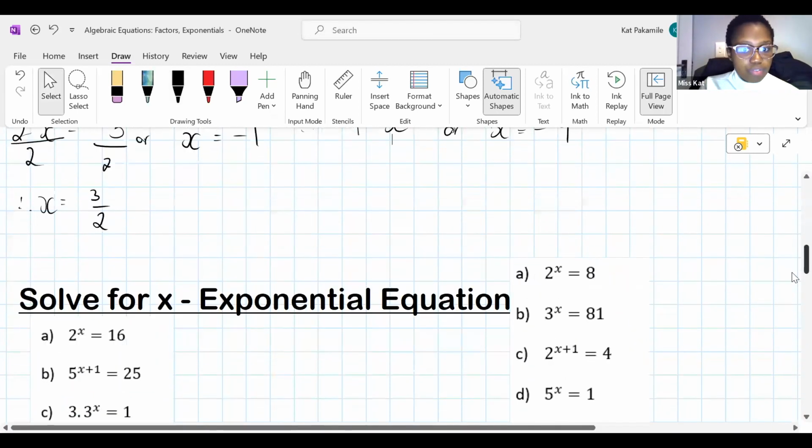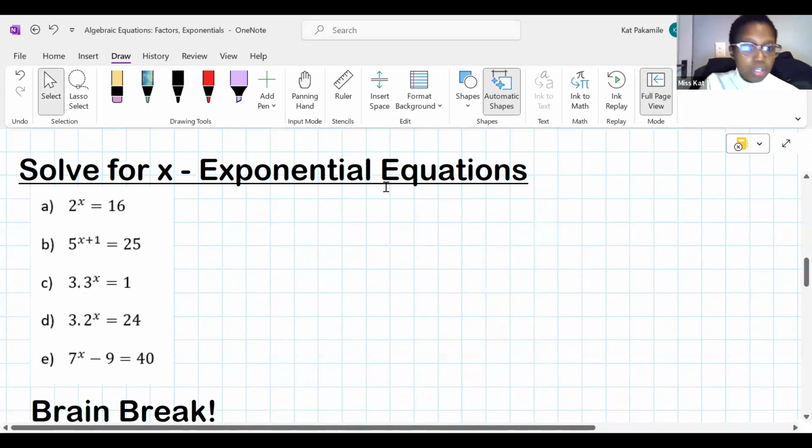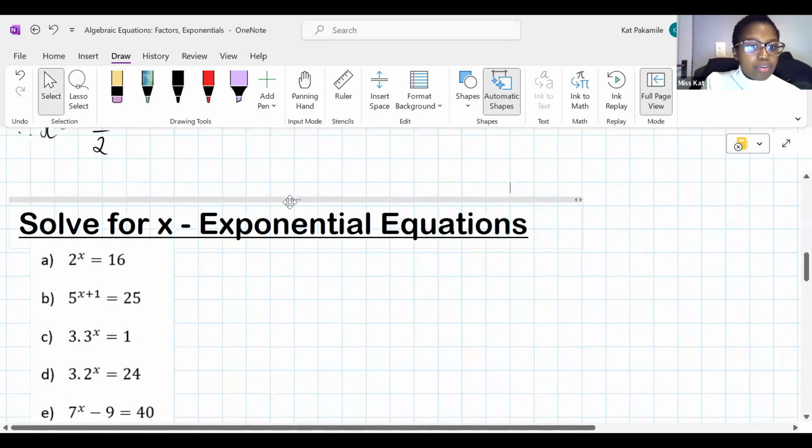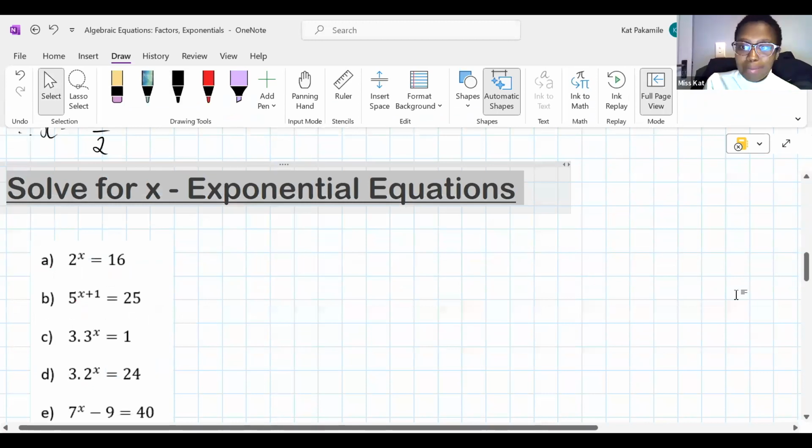Now I have to go fix what I did at the bottom here. Okay, I'm going to keep this one because I like it better. Now we're going to revise exponential equations. Who remembers how we do exponential equations? Let's come up with our nice steps like we did for the previous one. It just makes solving them easier.